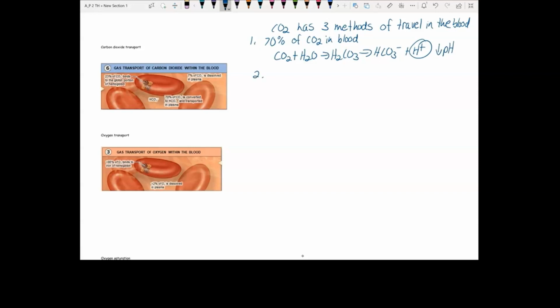The second way carbon dioxide travels in your blood is 23% of the carbon dioxide enters a red blood cell. And if you remember back to chapter 18 when we talked about hemoglobin, we said that carbon dioxide binds to the globin part of it. So that's what 23% of the carbon dioxide does.